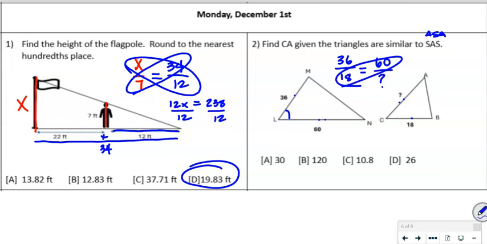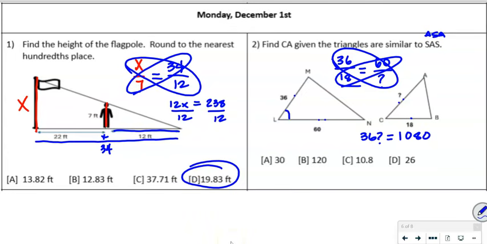All right, so once again, we're cross multiplying, right? So that's going to be 36 times question mark is equal to our 18 times our 60. So that was 1080, and then we divide both sides by 36 here. And I got 30 when I did that.